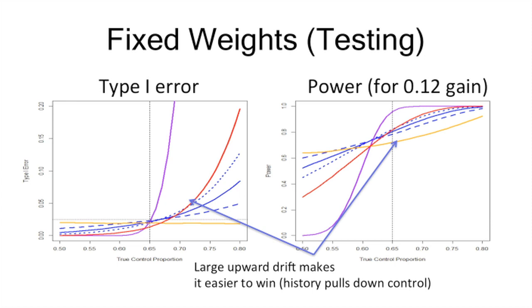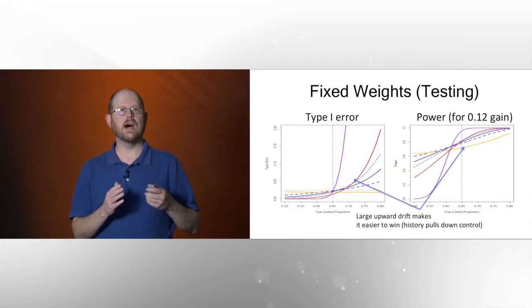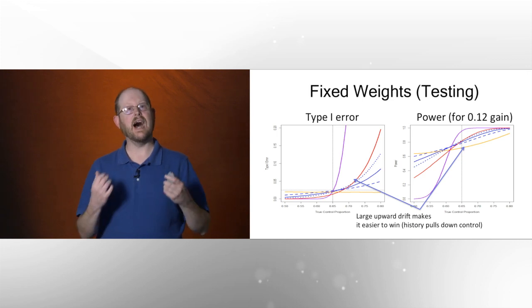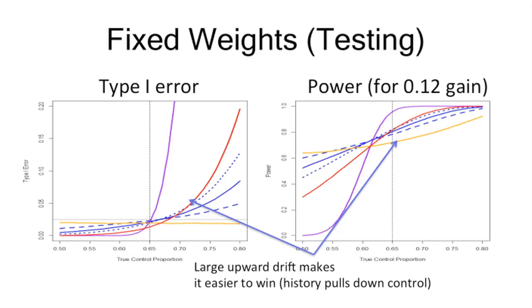You can also see if there's a large upward drift, you can see how you can get into trouble. So the historical data was 65%. Suppose our current data is 65 or 75%. What's going to happen is that historical data, you can imagine if you're doing a high jump, the bar is at 65%. The historical data is pulling that down and it's saying, let's make it easier to win. That makes it easier to win. It increases your power. So that's what you see on the right panel. The power is increased meaningfully. It's increased by 10, 20% potentially. But you also see the inflated type 1 error.